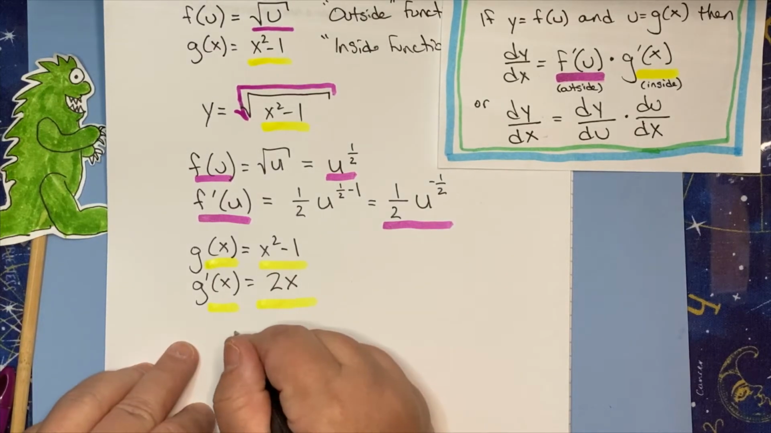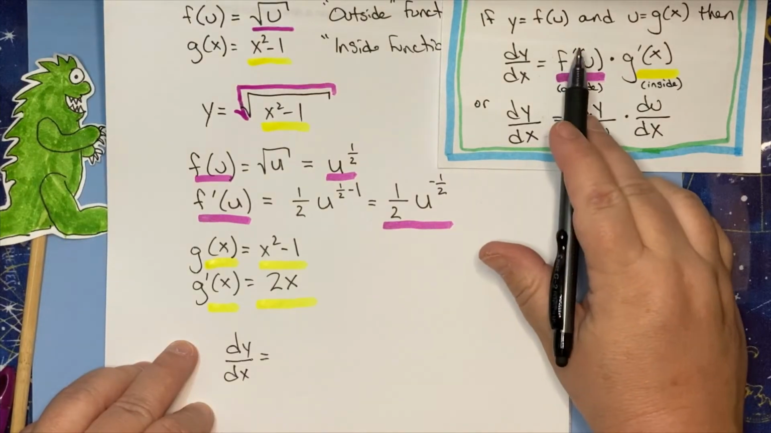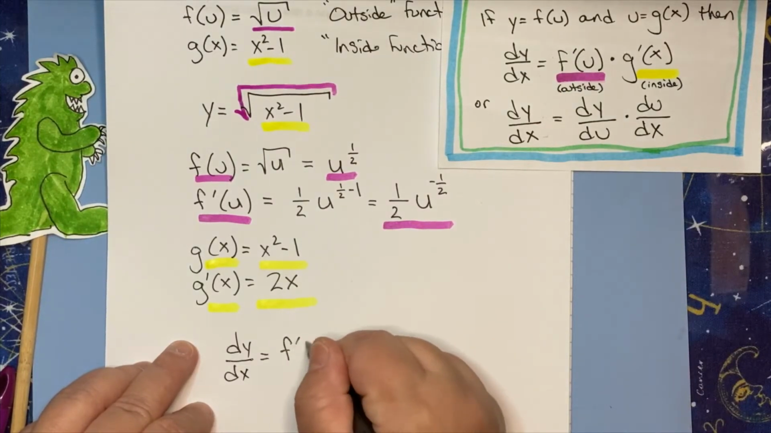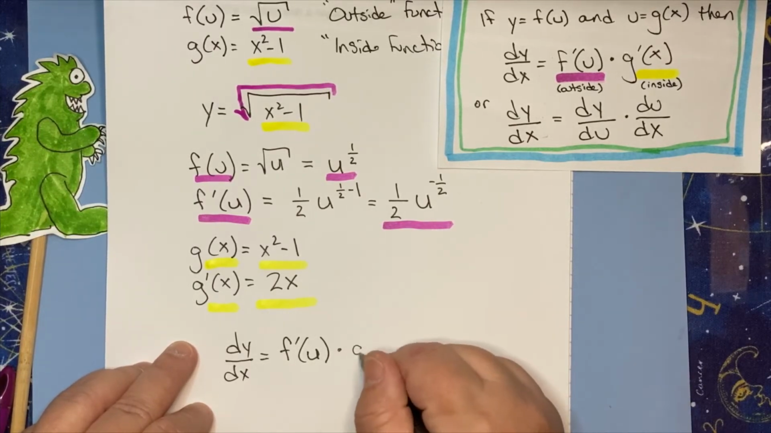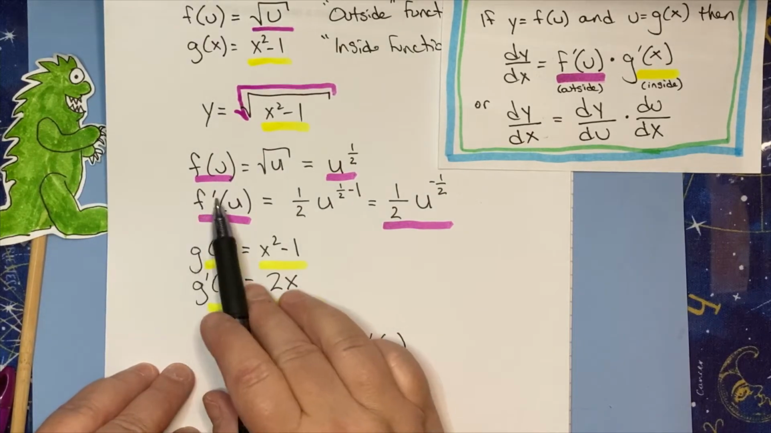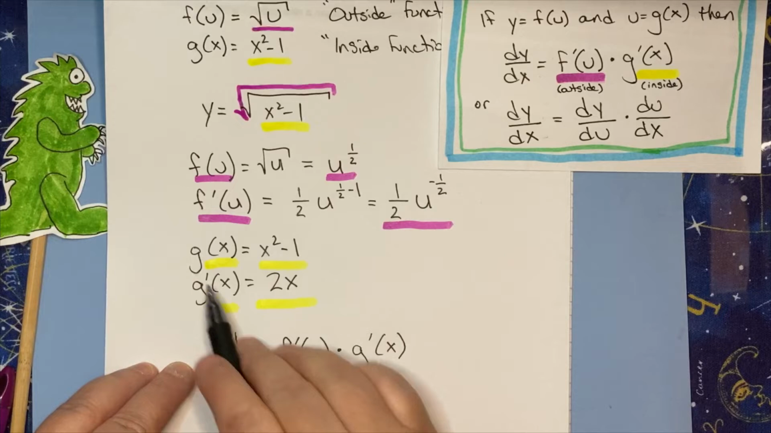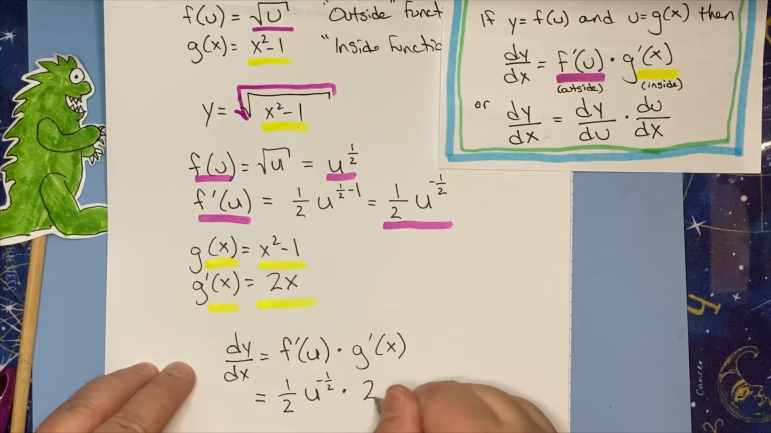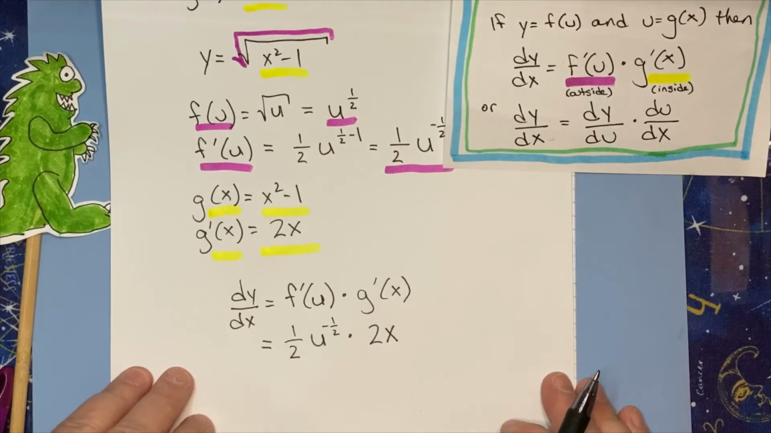We know that dy/dx is equal to the derivative of the outside, f prime of u. Now, you don't have to use the formula. Like I said, if you remember, derivative of the outside times the derivative of the inside. Okay, so f prime of u is 1/2 u to the negative 1/2. And we're going to multiply by g prime of x, which is 2x. So far, so good.